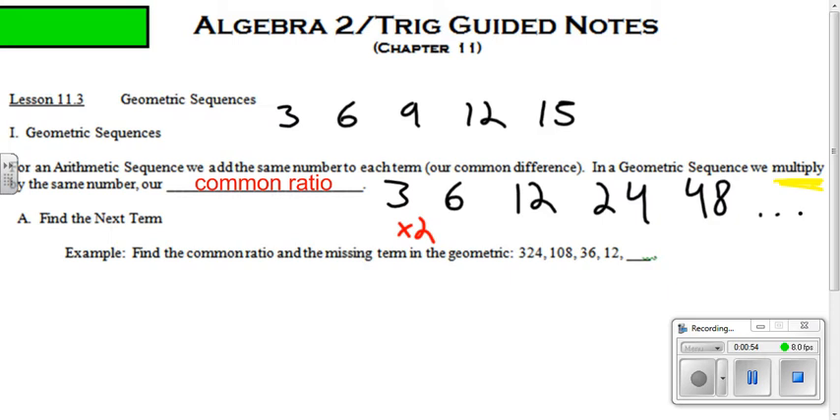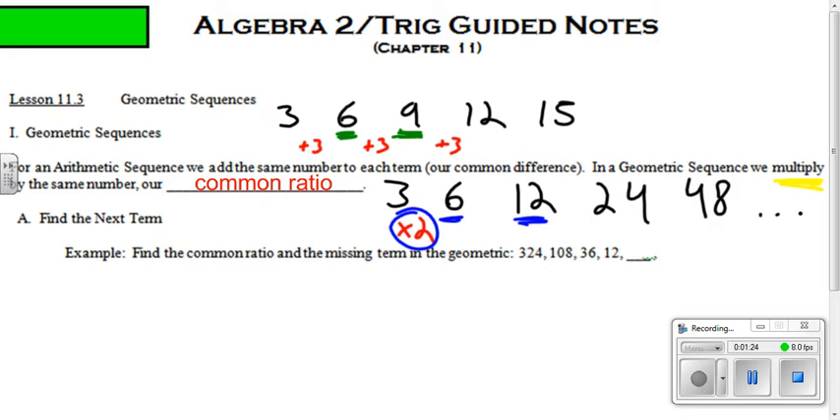Just like before, if we ever wanted to find our common difference, we could take any a sub n and subtract the one before it. So 9 minus 6 would be 3, so that's why we're adding 3 each time. We could take a number, like 12, and divide it by 6. 12 divided by 6 is 2. That's where our common ratio is coming from.